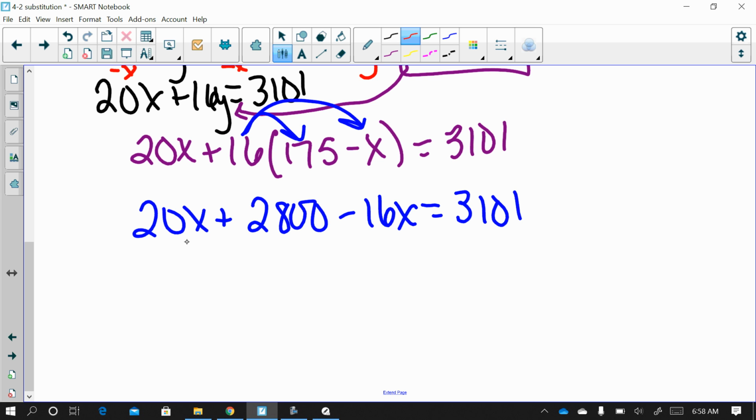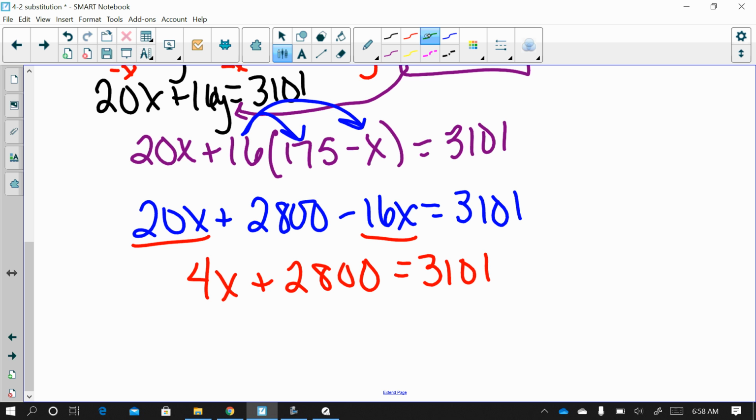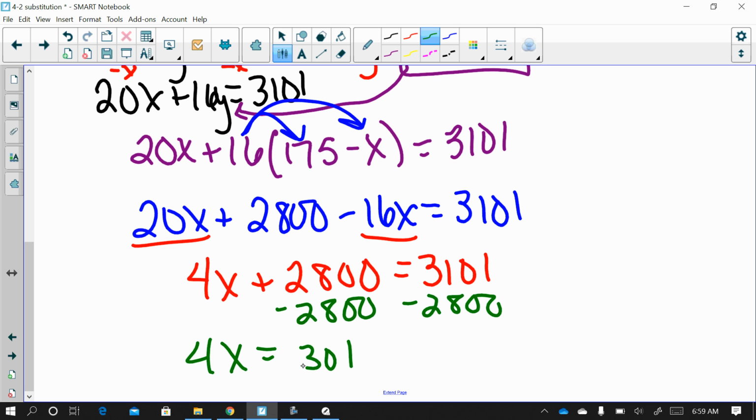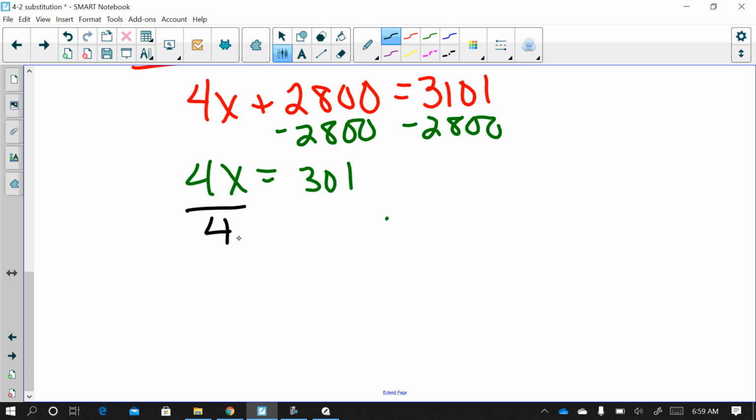Okay, let's combine our like terms. 20 minus 16 is 4X. Okay, we need to subtract the 2,800. So 4X is equal to 301. Okay, divide by 4. We get X equals 75.25. Okay, so it costs $75.25 to go surfing.